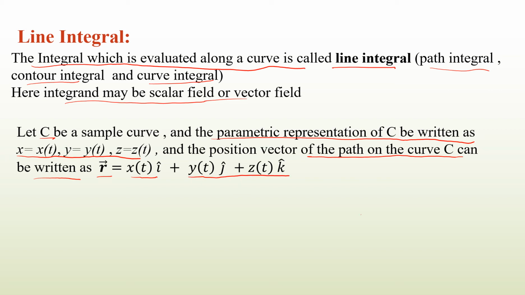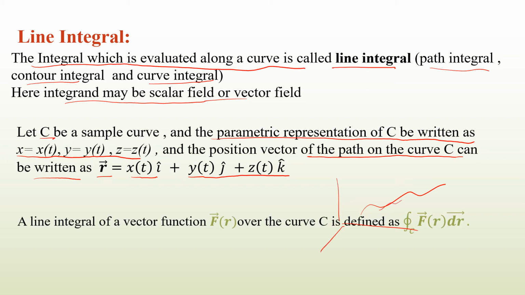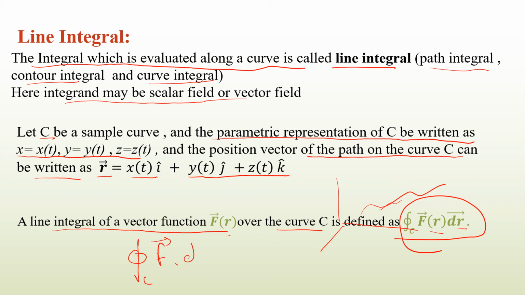Suppose we have a curve and we have to integrate along this curve. So here the line integration of a vector function F over the curve C is defined as the integral of F dot dr. You have to remember that this represents the line integration of the vector function F dot dr. With the help of that we can evaluate the line integral.